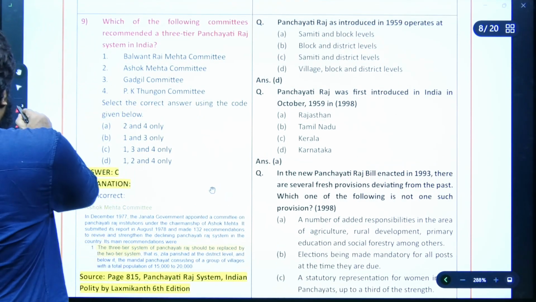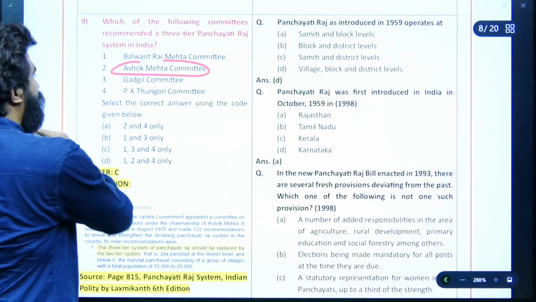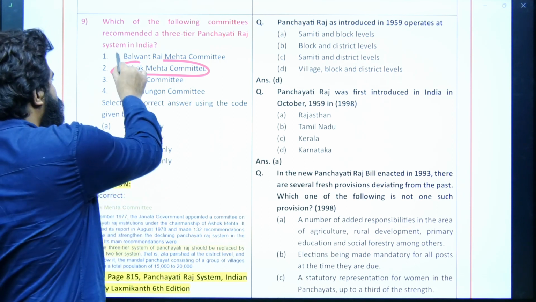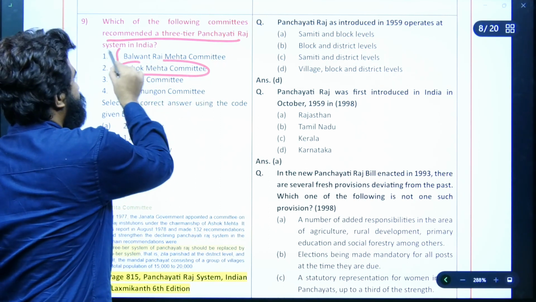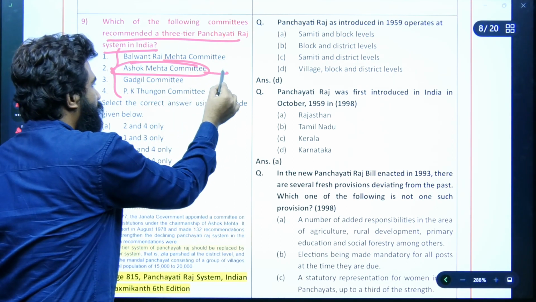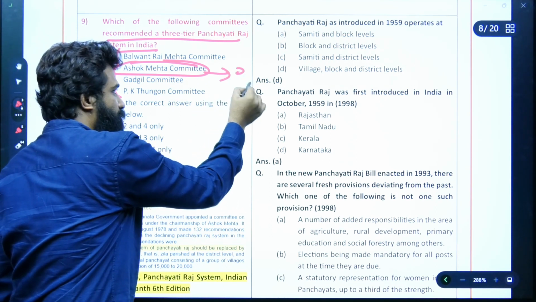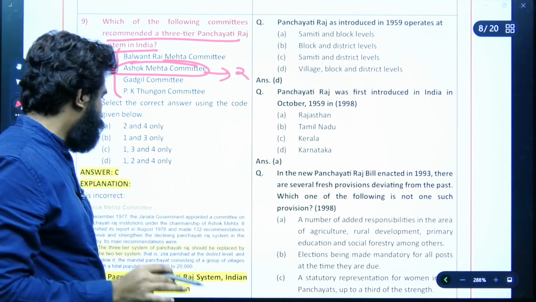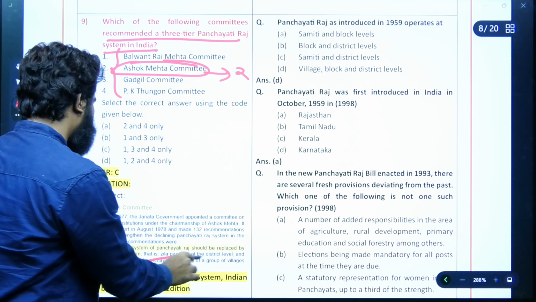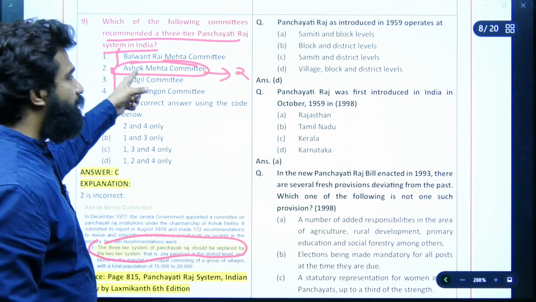Here the question is about other committees related to the Panchayat Raj system. Here the Ashok Mehta committee has suggested a 2-tier system, it did not want a 3-tier system. So, it is the only committee which should be eliminated here.